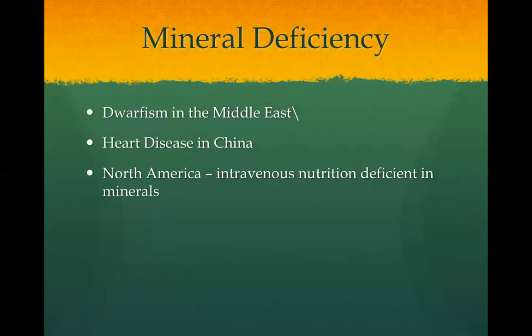And then in North America, or really anywhere that they use intravenous nutrition, this is like IV nutrition for when people aren't able to eat by mouth or aren't able to be fed via a tube into their stomach, they've seen multiple mineral deficiencies in that IV nutrition as well. And so now they fortify it and add these minerals that were deficient to prevent that.